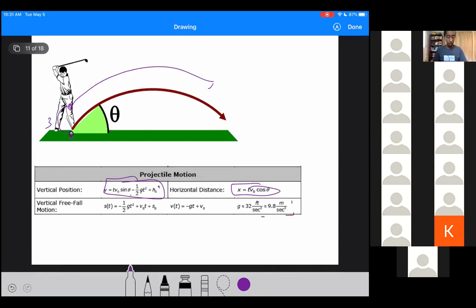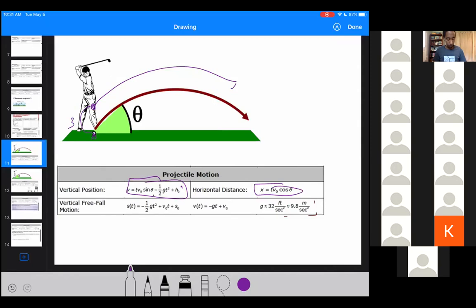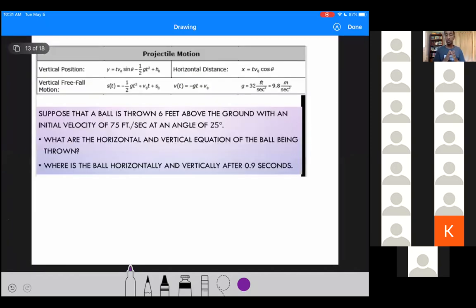Okay, I just want to first start with the formula, and then we're actually going to get to that problem with the baseball. So just to make sure we know how to use that formula with the information we're given, I'll do this one real quick. It says, suppose a ball is thrown 6 feet above the ground with an initial velocity of 75 feet per second at an angle of 25 degrees. What are the horizontal and vertical equations of the ball being thrown? We'll look at the second part of the question later.